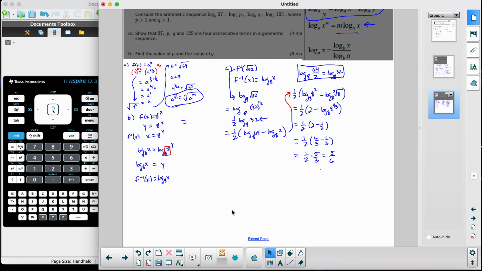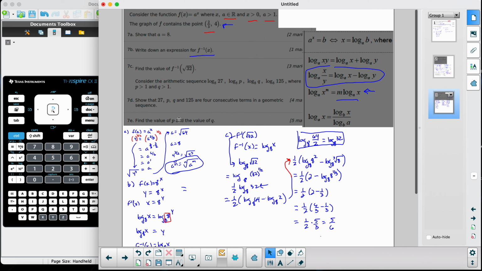C. All right. D. Show that 27, P, Q, and 125 are 4 consecutive terms of a geometric sequence. All right. So we had to consider this. Consider the arithmetic sequence. Log base 8 of 27, log base 8 of P, log base 8 of Q, log base 8 of 125, where P is greater than 1 and Q is greater than 1. Show that 27, P, Q, and 125 are 4 consecutive terms in a geometric sequence. Okay, 4 marks, so we got a little bit of work to do.